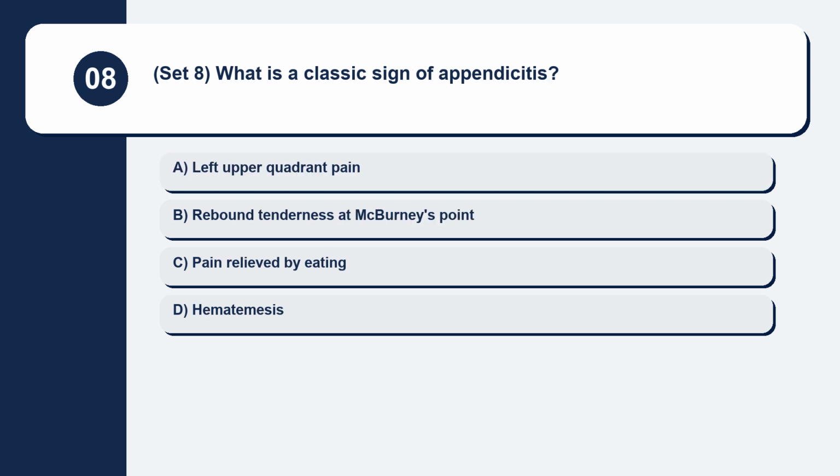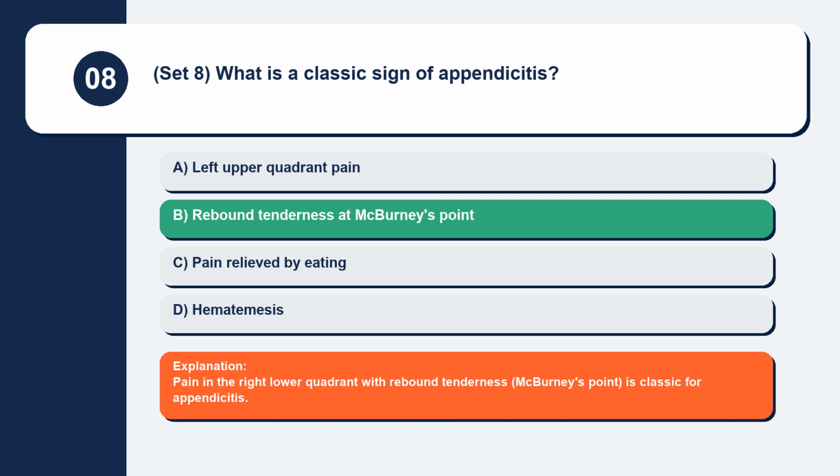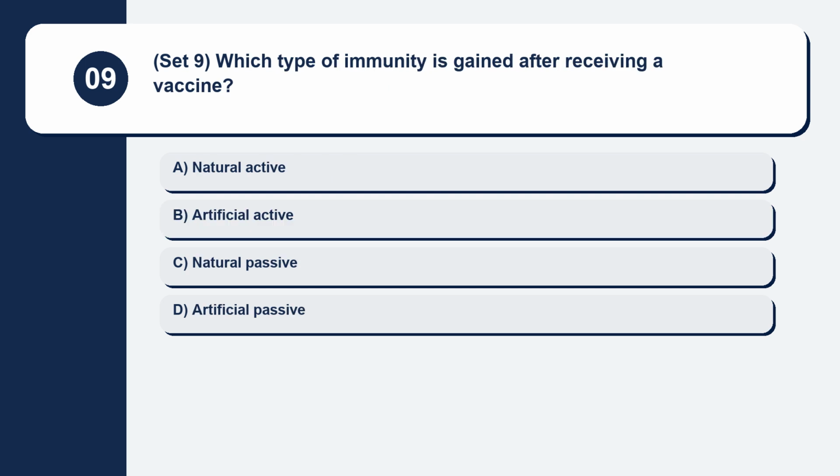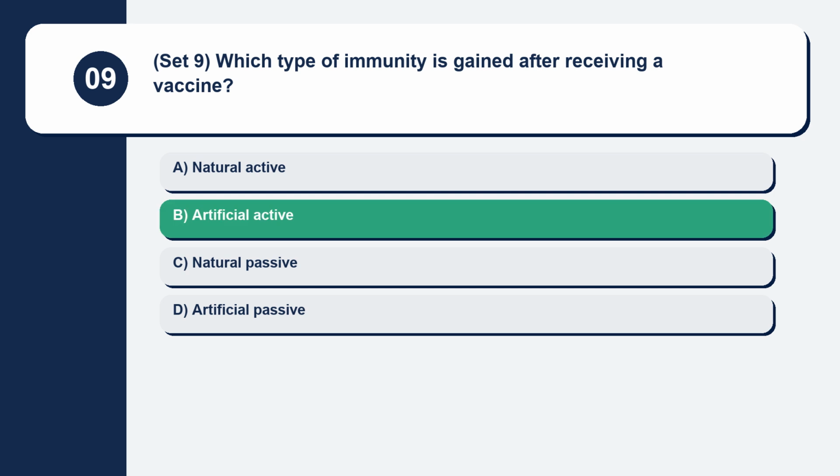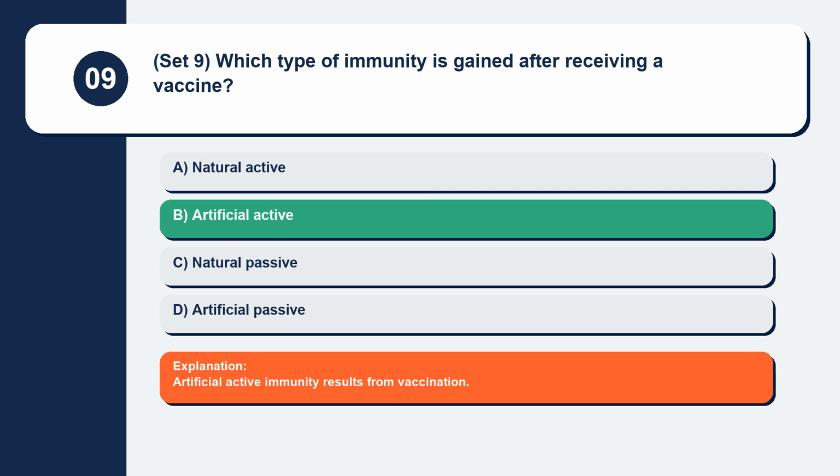Question 8. Set 8. What is a classic sign of appendicitis? Left upper quadrant pain, rebound tenderness at McBurney's point, pain relieved by eating, hematemesis. Pain in the right lower quadrant with rebound tenderness, McBurney's point, is classic for appendicitis. Question 9. Set 9. Which type of immunity is gained after receiving a vaccine? Natural active, artificial active, natural passive, artificial passive. Artificial active immunity results from vaccination.